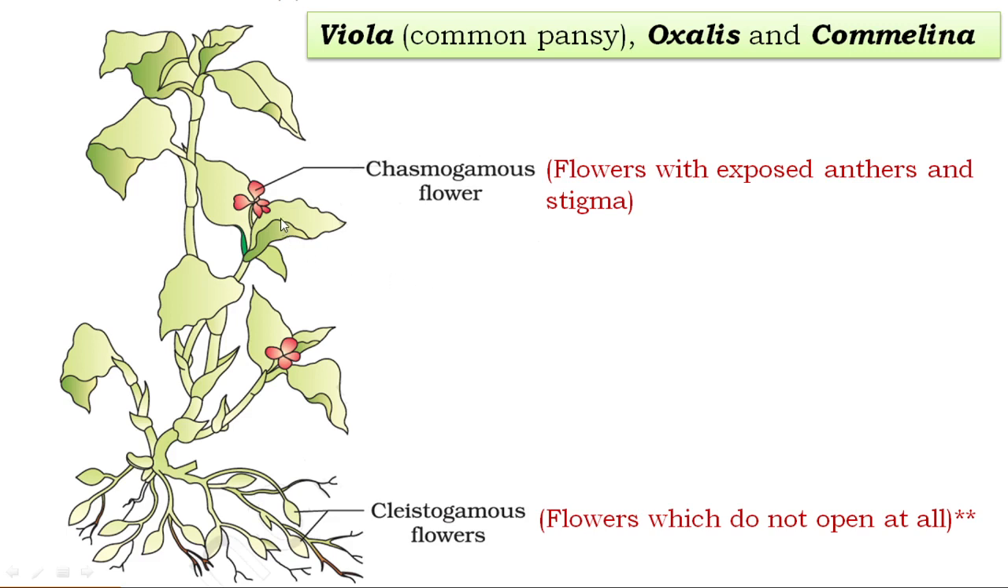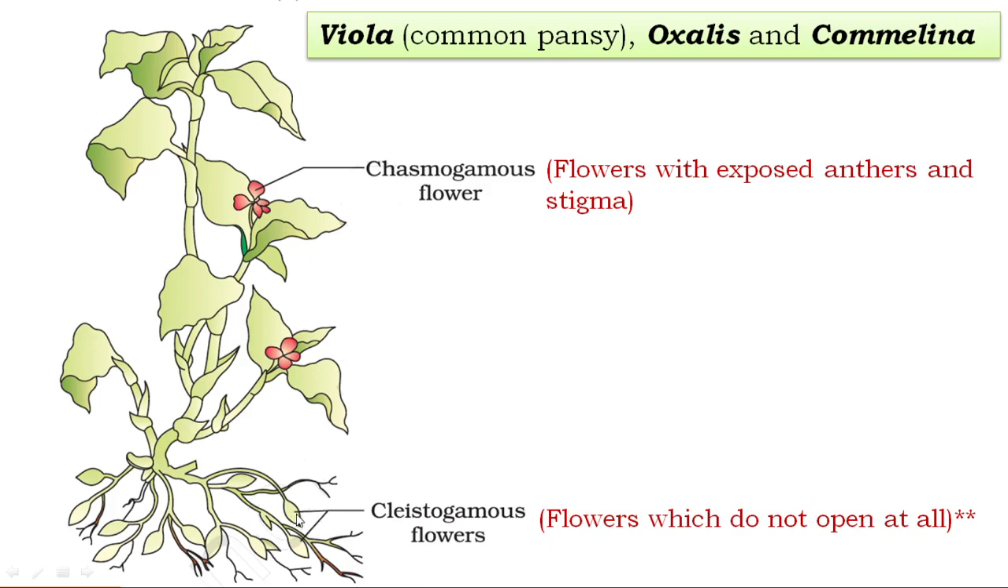Right. Now both of them are involved in reproduction. In chasmogamous flowers, the pollination can happen within the same flower as well as between two different flowers. But remember, cleistogamous flowers are the flowers which do not open at all.